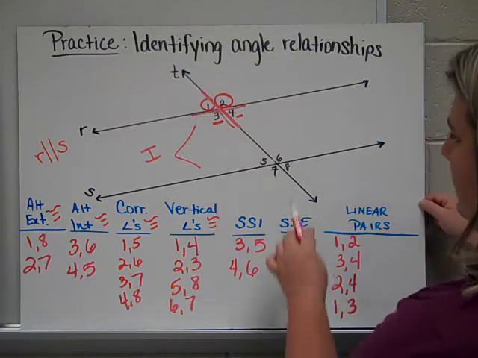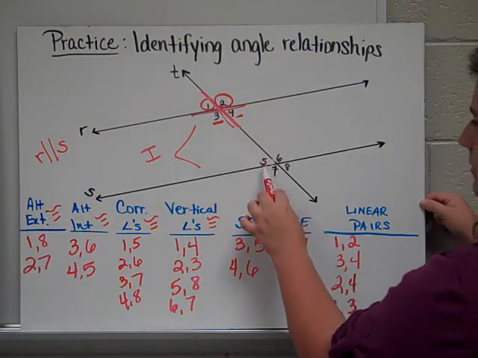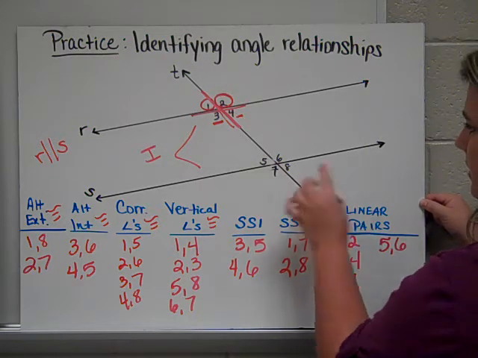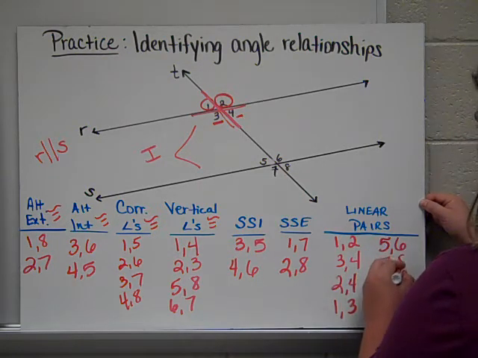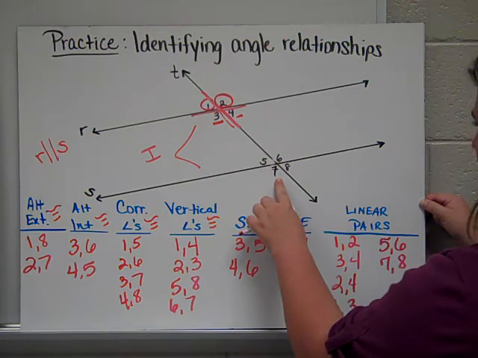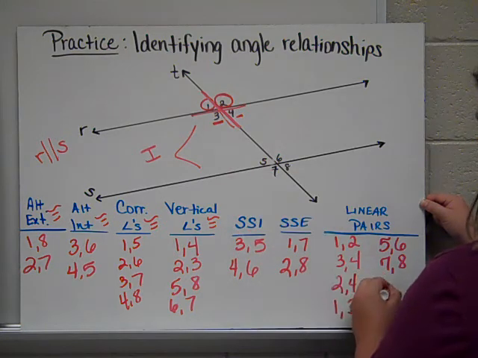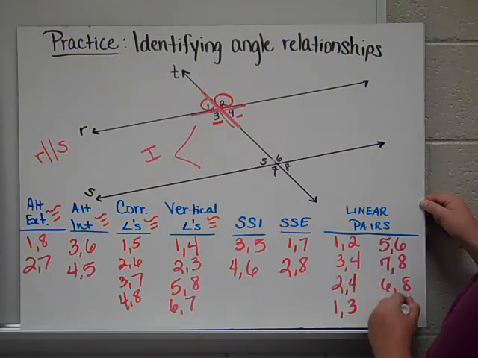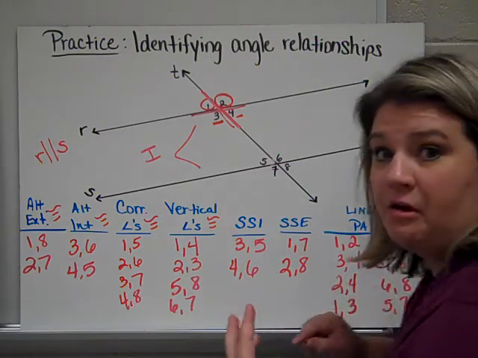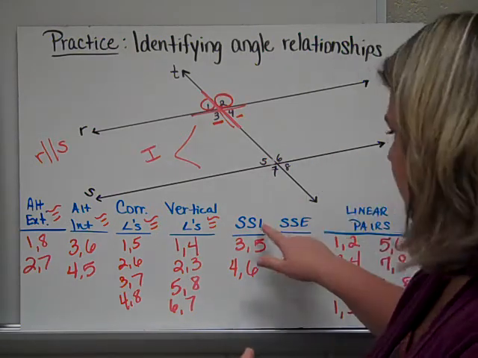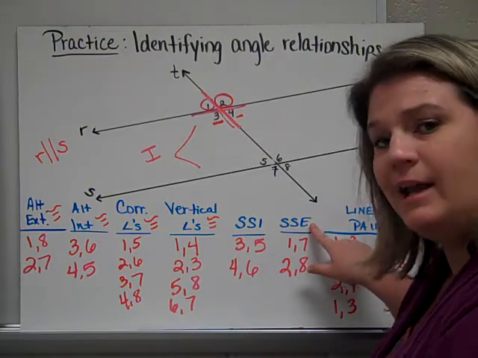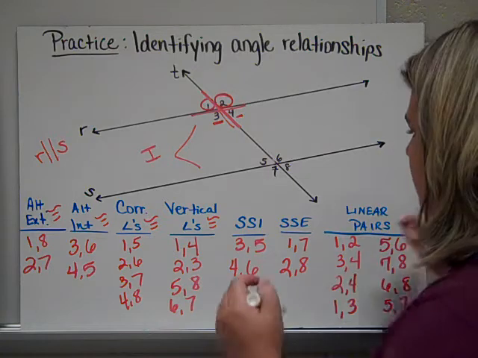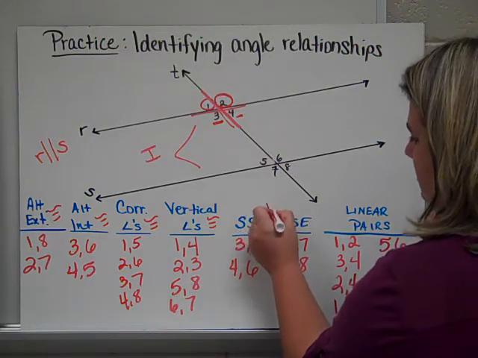All right, let's move down here. Angle 5 and angle 6. And we're just repeating the same exact thing, just in a different figure. And then 6 and 8, and then 5 and 7. And again, what do we remember about the angle measures of same side interior, same side exterior, and linear pair? They all add up to 180 for each set of pairs.